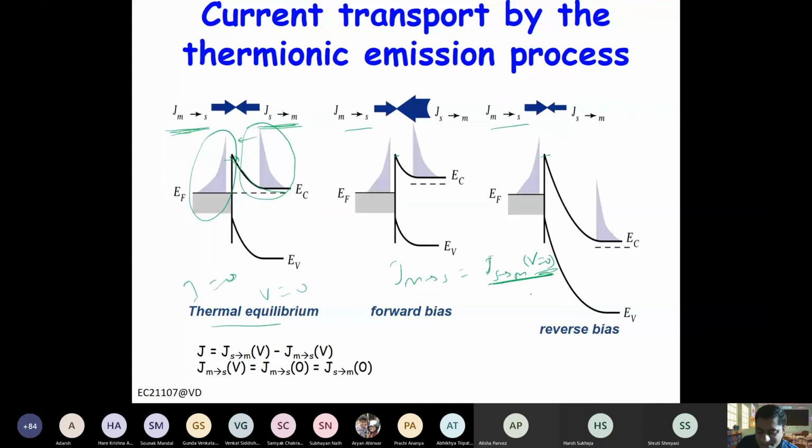So it is very similar to the p-n junction diode. The expression we will get is exponential QV by kT minus 1, right? Because this barrier is changing, the current will change exponentially. Of course, in forward bias, this current is increased. In reverse bias, this current is decreased. So you will only have this reverse saturation current there.